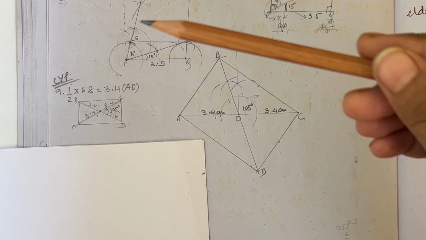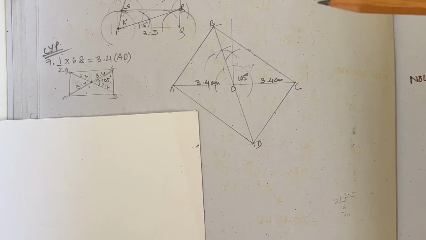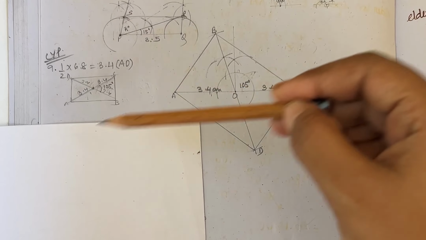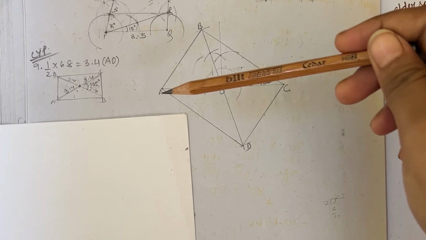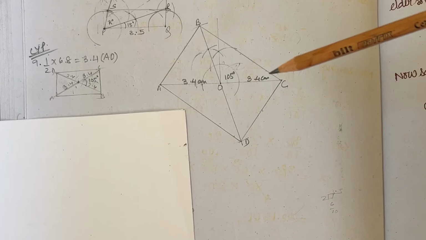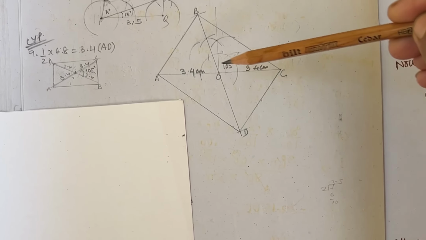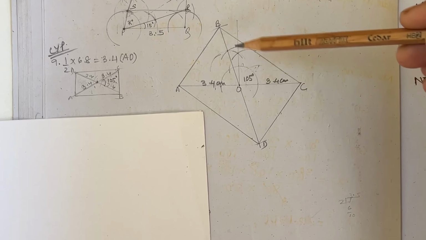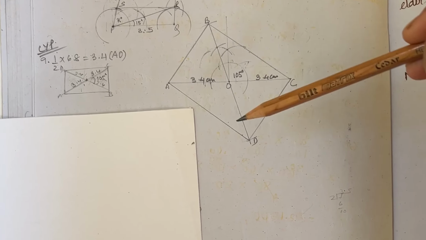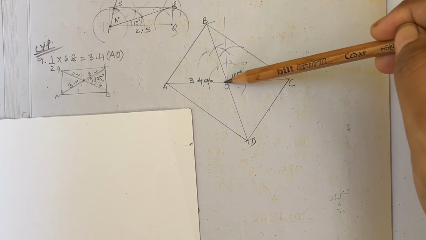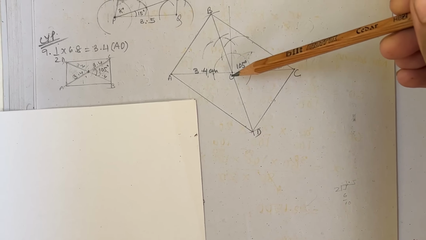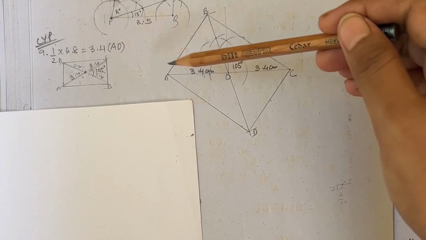For sum number 9, here we need to construct a rectangle whose diagonal is 6.8 and angle between the diagonals is 105. So this is the rough sketch. Now for the final sketch, AC we are considering as 6.8. So each AO will be 3.4, half of AC. After constructing AC, we are going to draw a 105 degree angle. After drawing the angle, we know the diagonals in a rectangle are equal. So we are going to place 3.4 here.